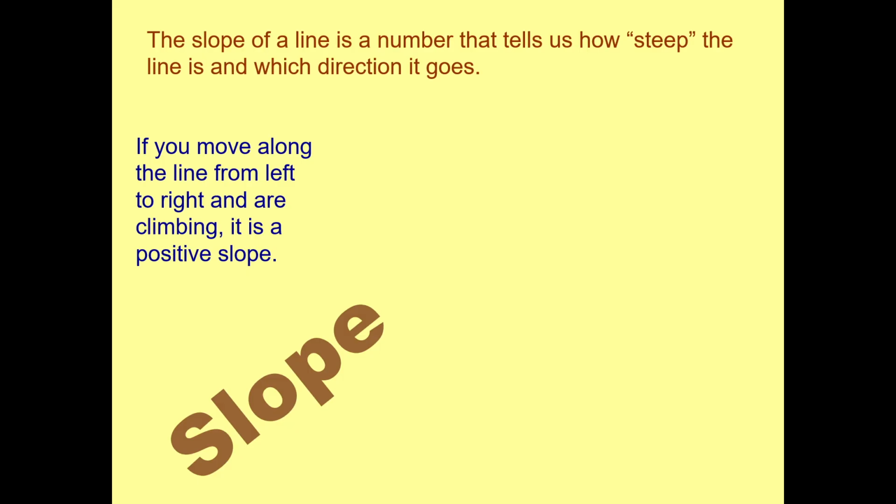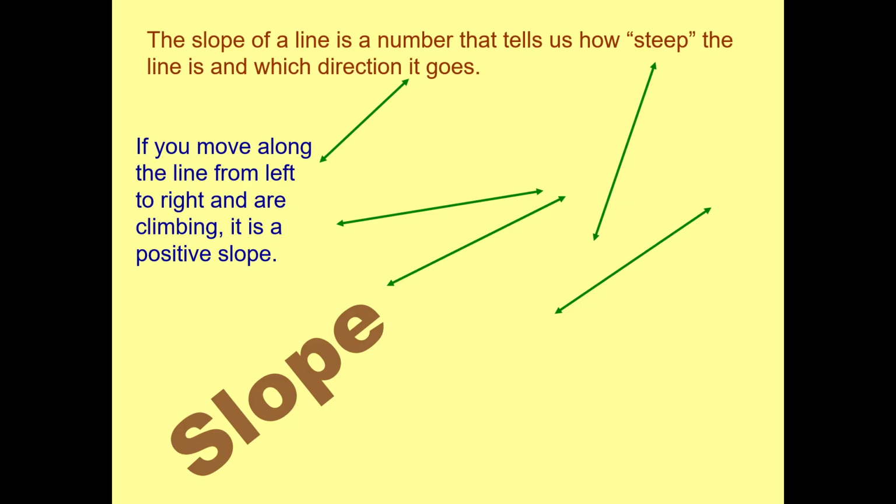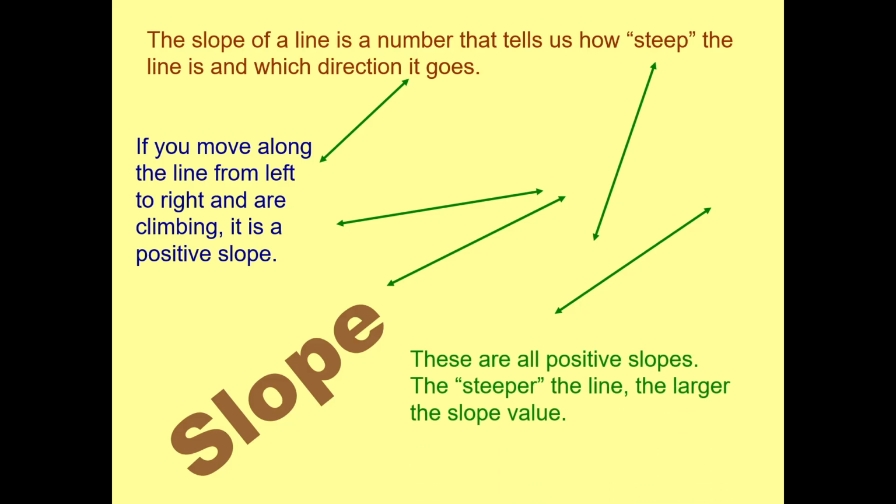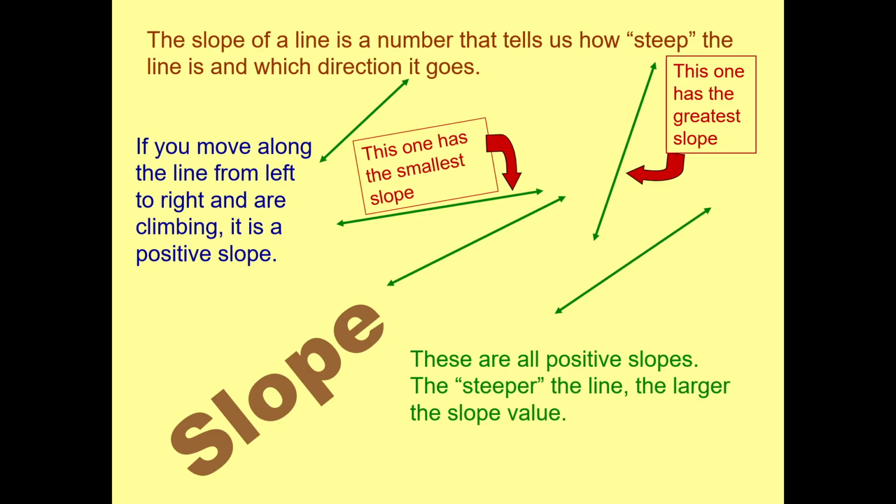If you move along the line from left to right and you are climbing, it is a positive slope. These are all positive slopes. The steeper the line, the larger the slope value. One has the greatest slope. One has the smallest slope.